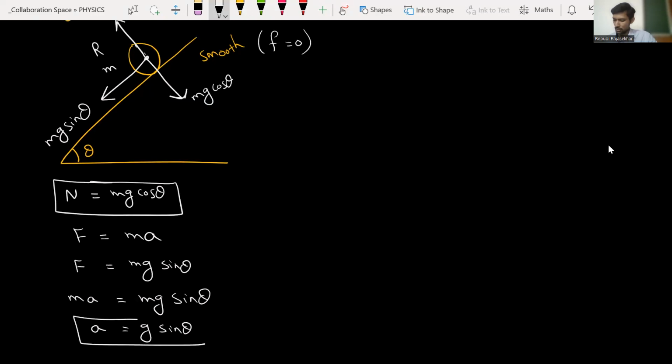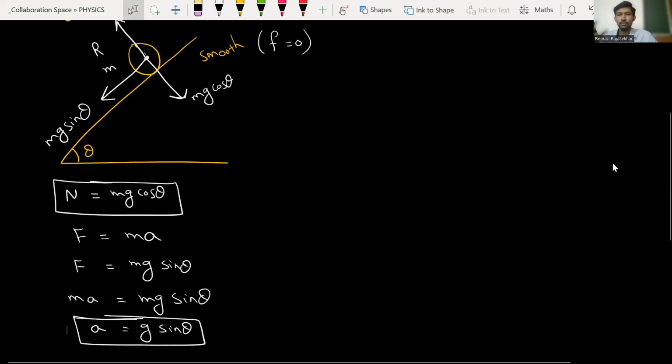From this, what we can conclude is that, irrespective of the mass of the object, the acceleration is g sin theta. If you take a smaller mass or a heavier mass, the acceleration depends only on gravity and the angle of inclination theta. So this is a very basic case: the surface is smooth, the cylinder is placed, and the acceleration of the object is a equals g sin theta.